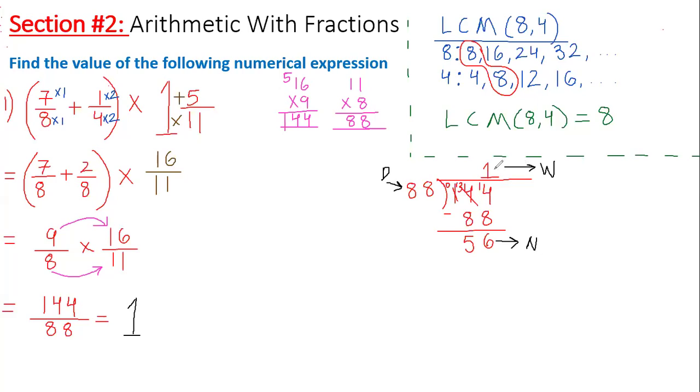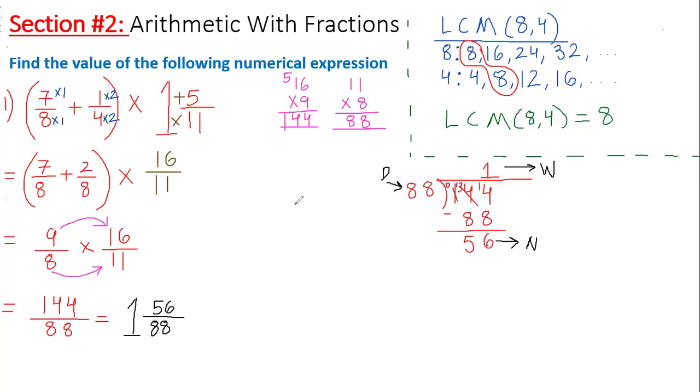Like I said, 1 is the whole number. And then 56 is the numerator. Very good. All over 88, which is the denominator. Very good. And so we have 1 and 56 over 88. And that's how we convert from an improper fraction into a mixed number.